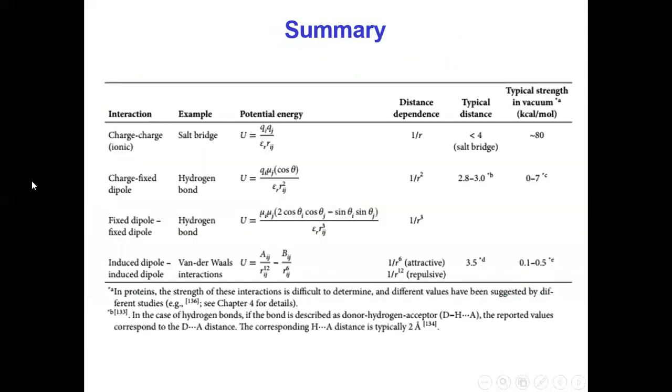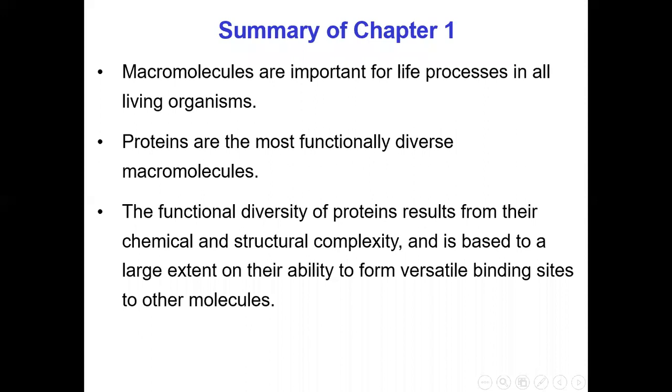So that's it about the hydrophobic effect or nonpolar interactions. And here we have this table, which again summarizes, this is from the book, all the equations and the parameters used to calculate or to estimate the energies of the different interactions that we went over. We can now conclude chapter 1.